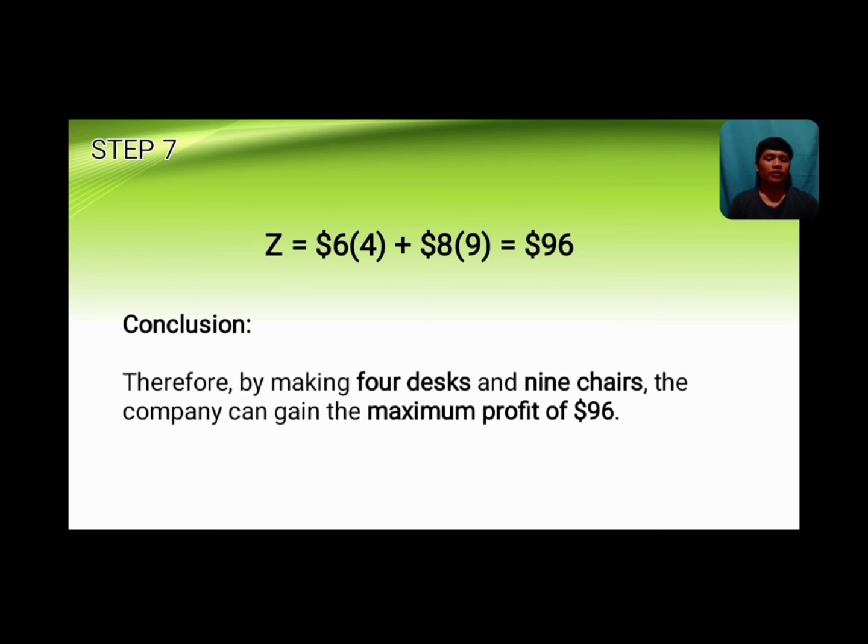Step 7, the last step, would be to determine the value of the objective function. The value of the objective function is z = $6 times 4 + $8 times 9 = $96. Therefore, the conclusion: by making 4 desks and 9 chairs, the company can gain the maximum profit of $96. So we just solved the problem using the graphical method.